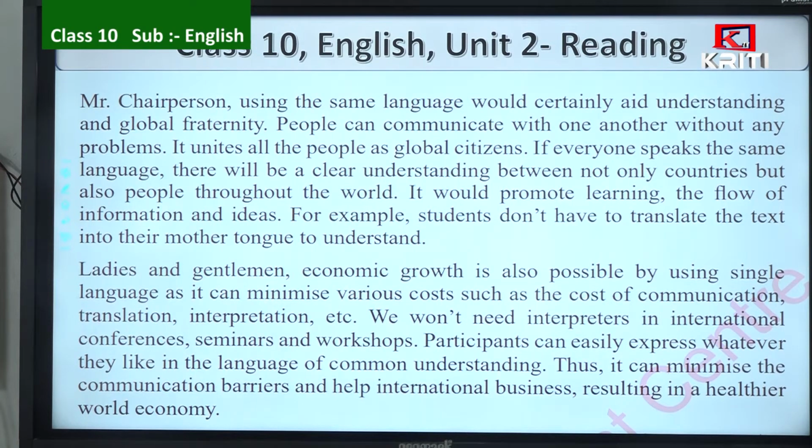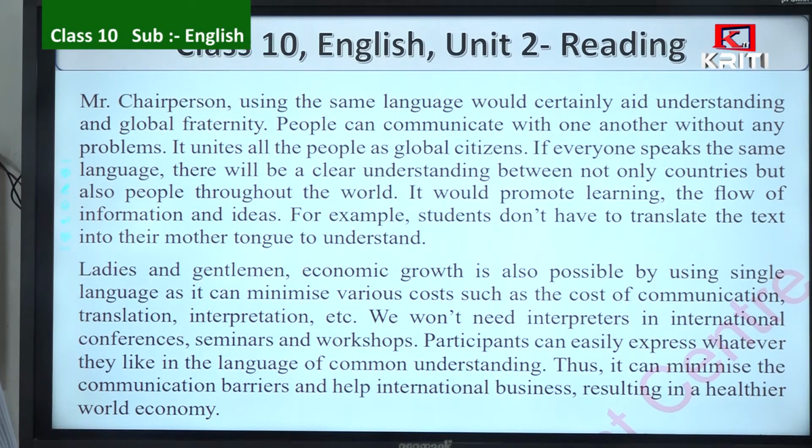And single language has the power to unite. It unites all the people of the world as a single citizen. They are a global citizen. We are using English in our country. People are using English in our nearest, you know, near countries, China and India.